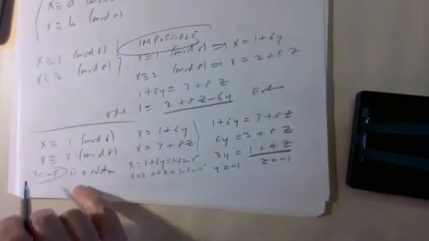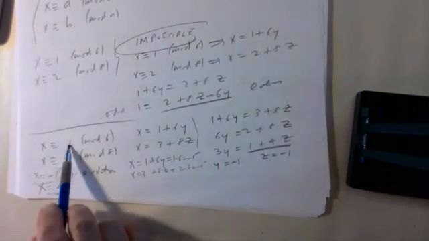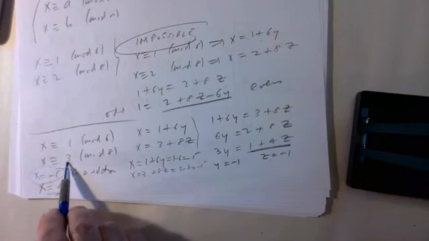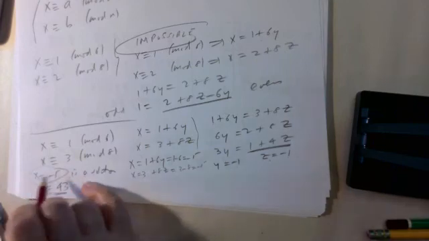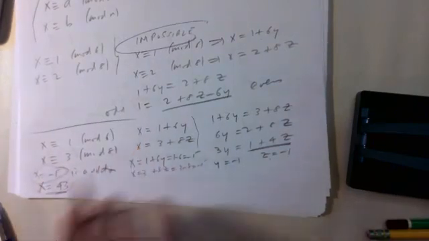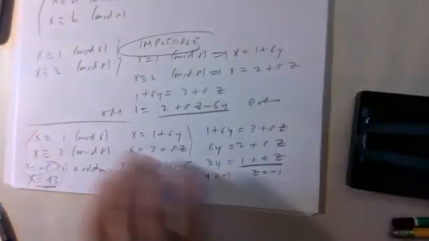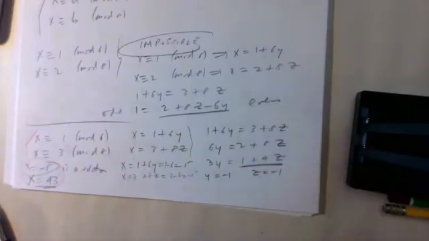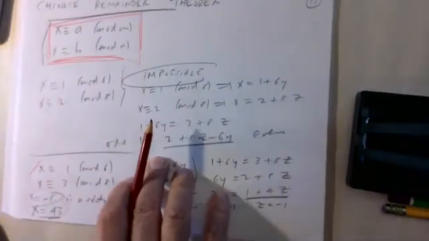If you wanted a positive solution, you could try x equal to 43. See, 43 minus 1 is 42, which is 6 times 7. 43 minus 3 is 40, which is 8 times 5. So here are at least two different solutions for this system of congruences. These two examples show us that sometimes a pair of congruences have a solution and sometimes they don't.